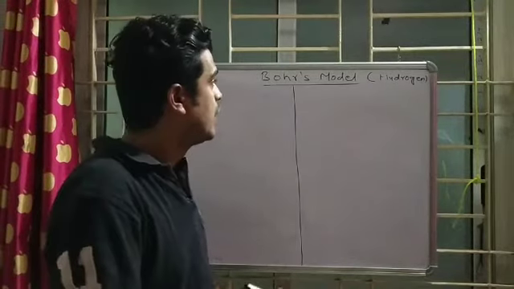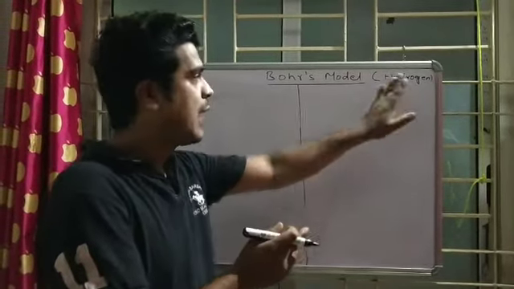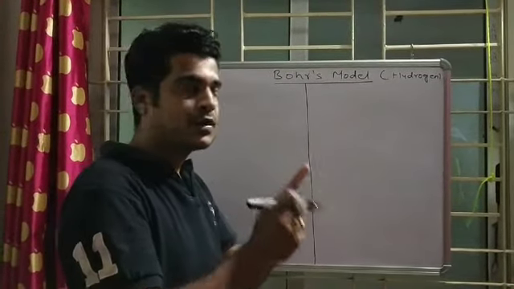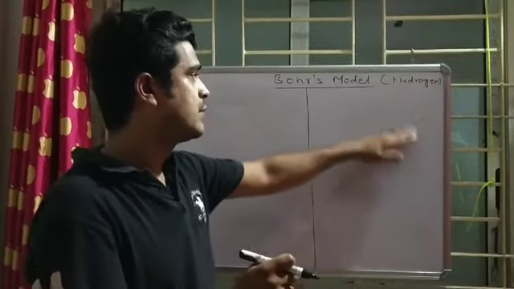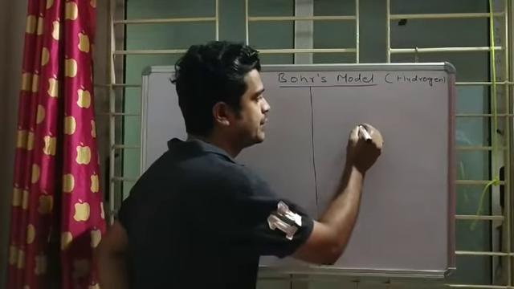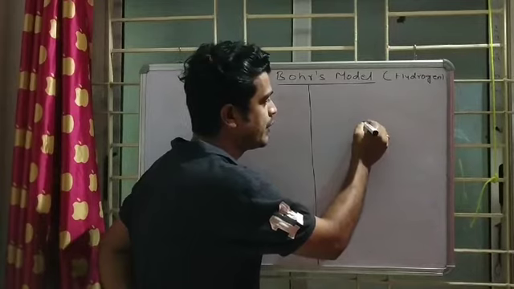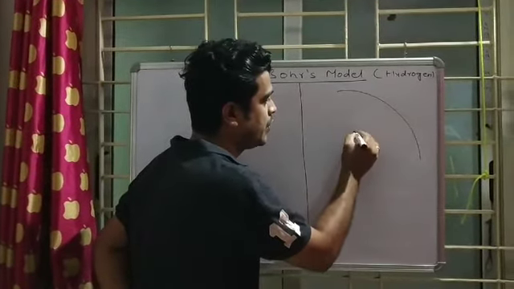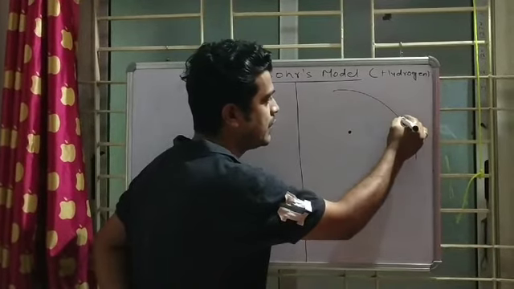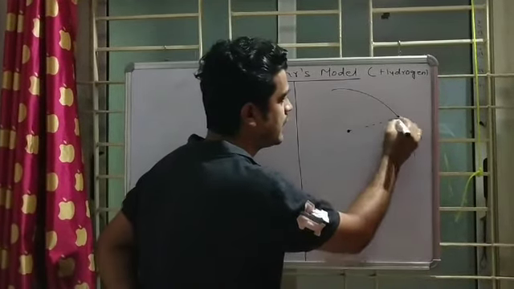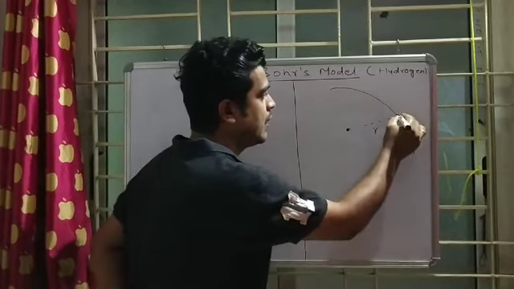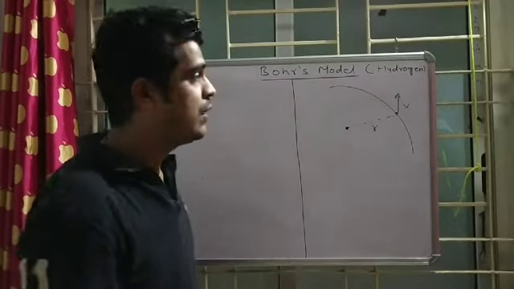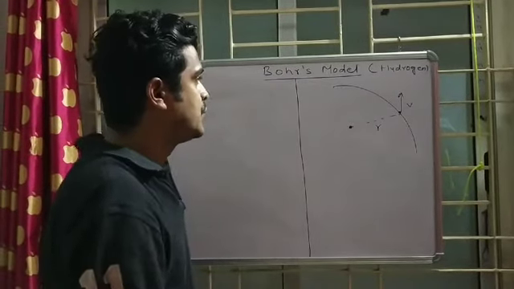Hello students, today's topic is Bohr's model for hydrogen atom. As you all know, hydrogen atom carries one electron. It is a single electronic system. Suppose this is the nucleus of hydrogen atom and this is the orbit where the electron is revolving. This distance I have taken as r, and this v is the tangential velocity. Okay, I will come here.